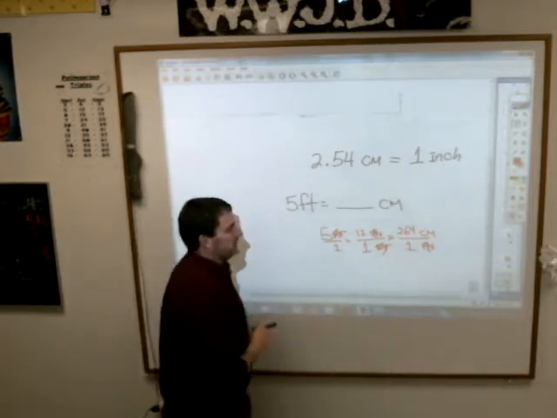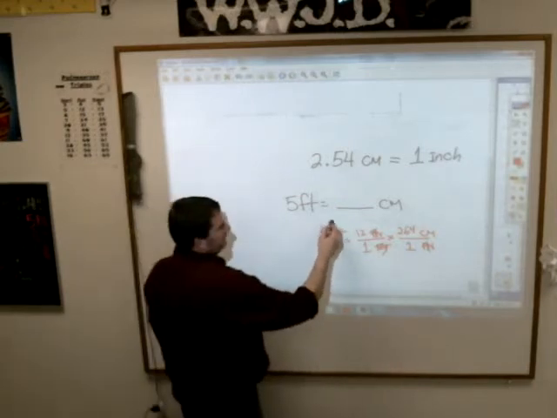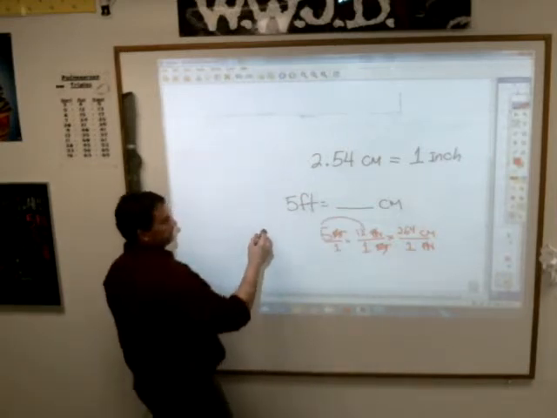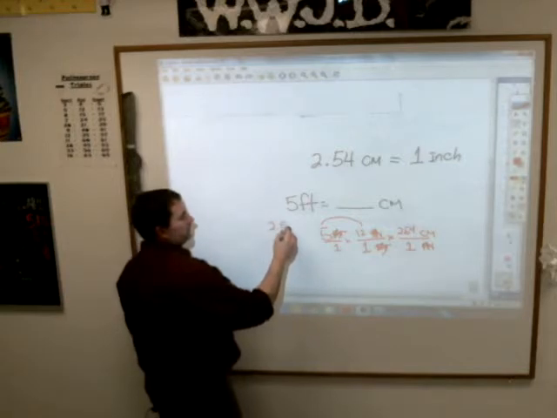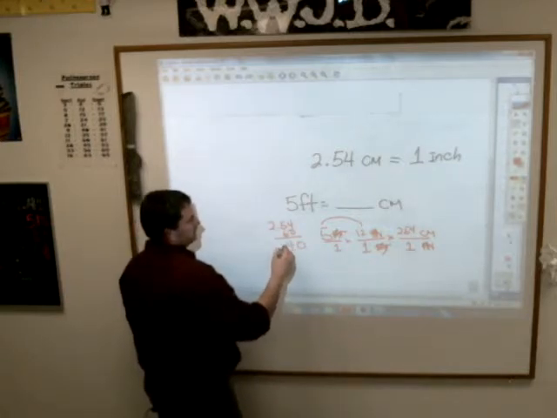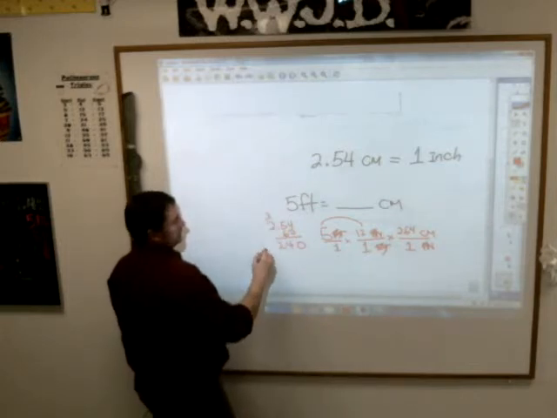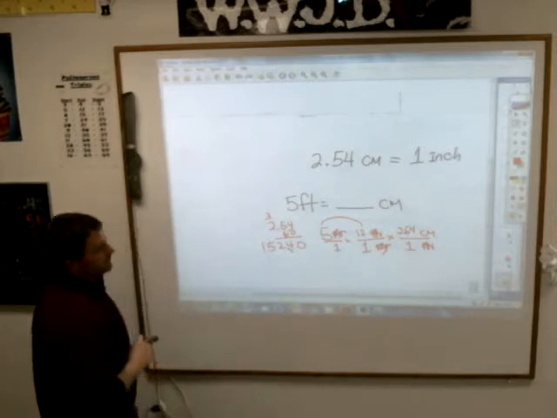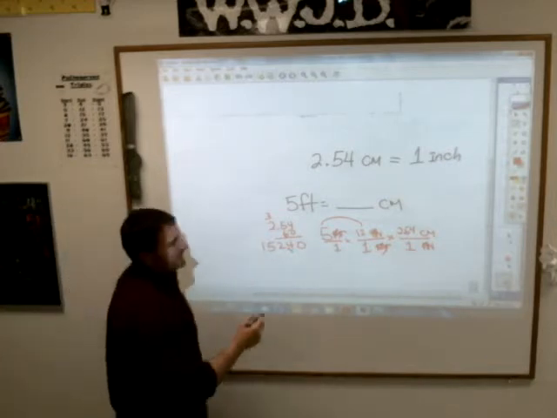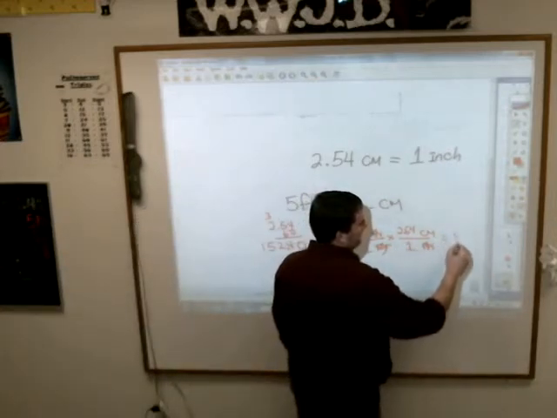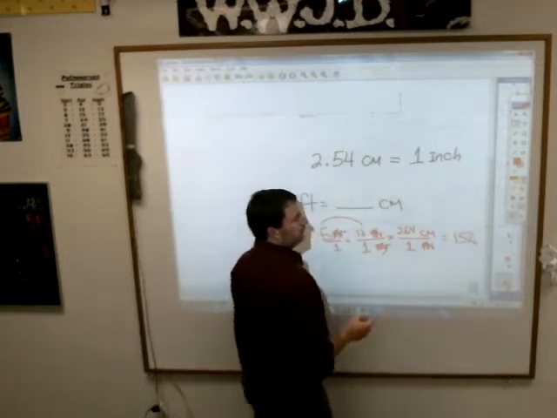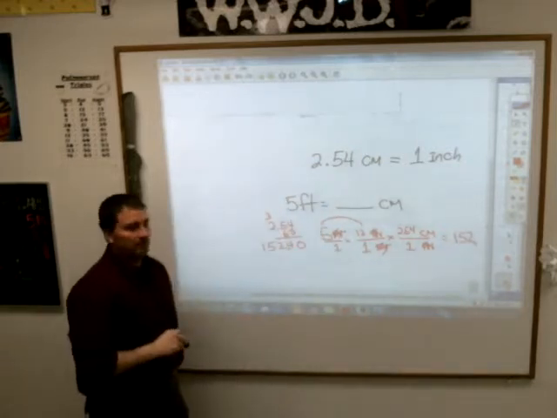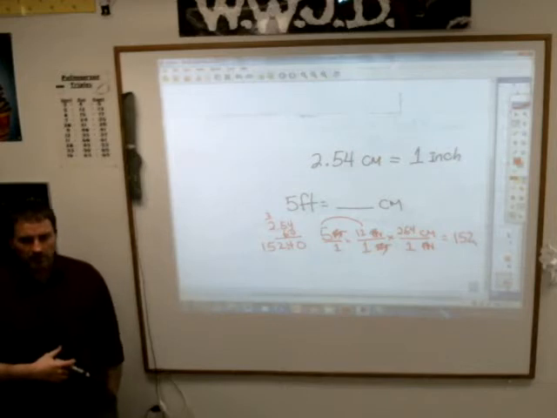And now I just need to do the math there. 5 times 12 is 60. 2.54 times 60 would be about 152 centimeters tall you would be. And I believe, ladies and gentlemen, if I'm not mistaken, if you go over to Europe, that's what they give their height in, centimeters.